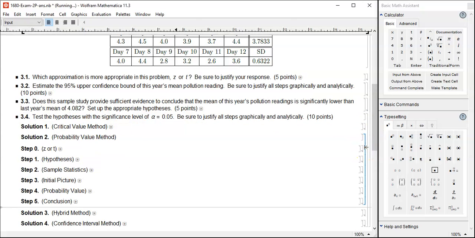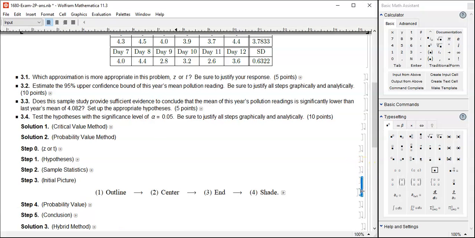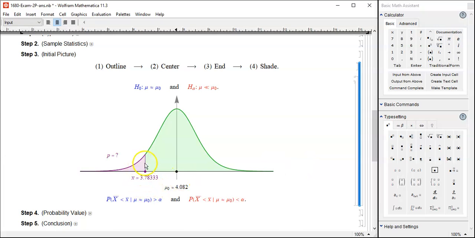Here's the probability value approach. The initial picture looks like this. Find the t-score from this observed mean, x bar minus center over SE, and then from the t-statistic, use technology to find the probability here. You cannot use a t-table, or there is a t-table, but it's very crude, so it doesn't really do justice, but let's try to find out.